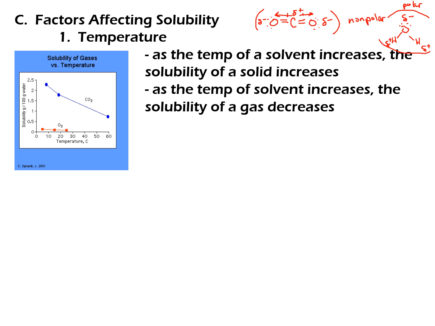So if we wanted to make pop, carbonated water, you would need to make sure that your water is colder, right? The colder the water is, the less it's moving around, the easier it is for you to force these carbon dioxide molecules that don't have any attraction for the water at all to stay in the water. But solids do better when the solvent is moving around more. So if the temperature goes up, the solubility of a solid increases, but if the temperature of the solvent goes up, the solubility of a gas decreases.